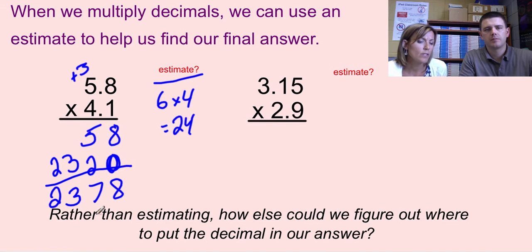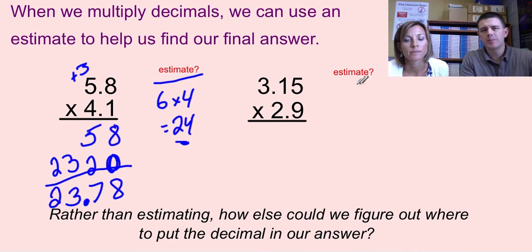And our answer of 2,378 isn't close to 24. So this time we need to make sure that we're putting the decimal after the 3 to make it 23.78, which rounds up to 24. So we got an answer that's close to that estimate, so we know we probably did it correctly. So let's do it again.